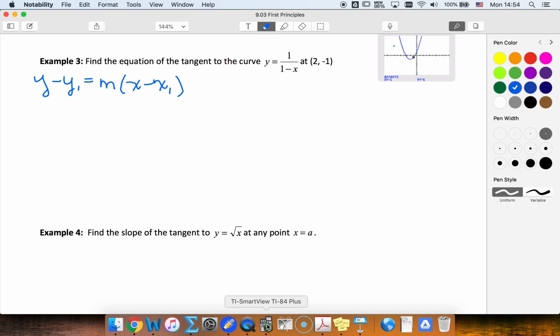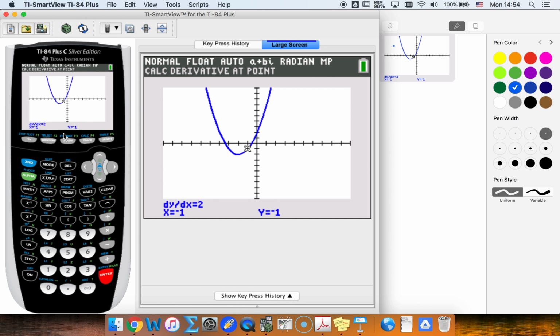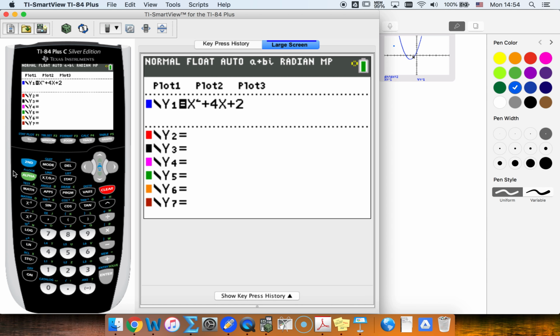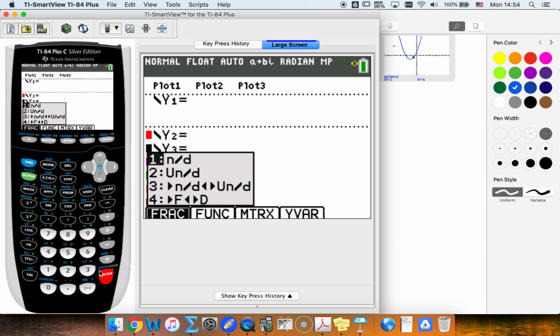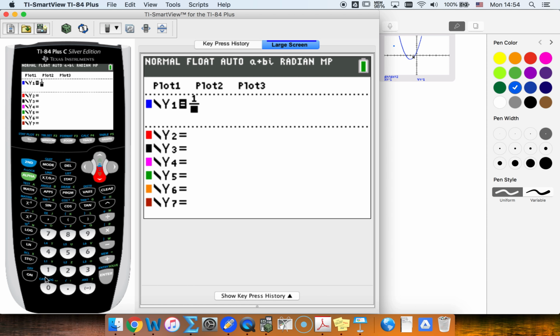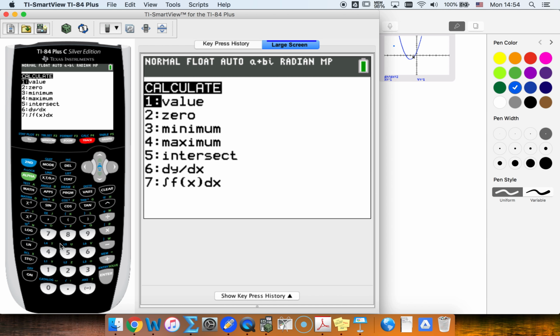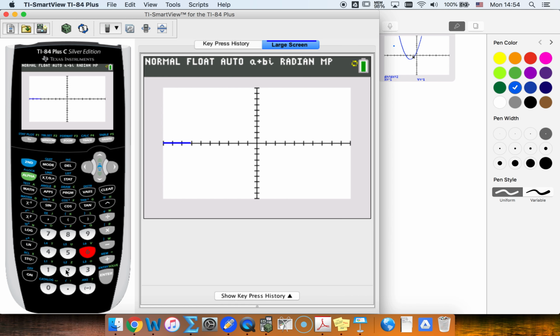So let's go ahead and use our calculator to help us with this. So let's go into our y equals and put in, whoops, fraction. So we've got 1 over 1 minus x. And I'm going to calculate my derivative at x equals 2. So at x equals 2, I'm going to want to find this tangent line.